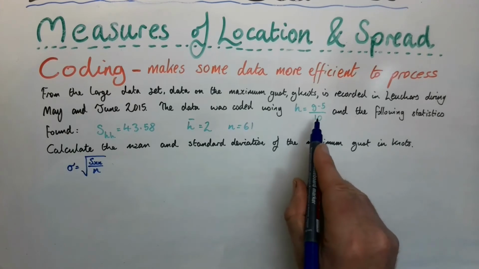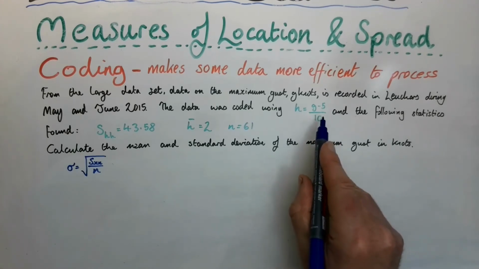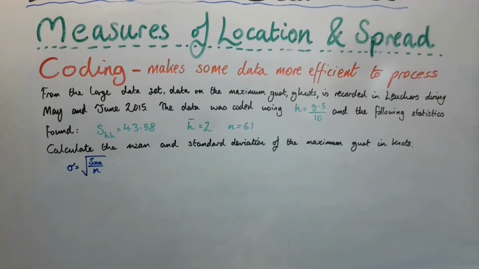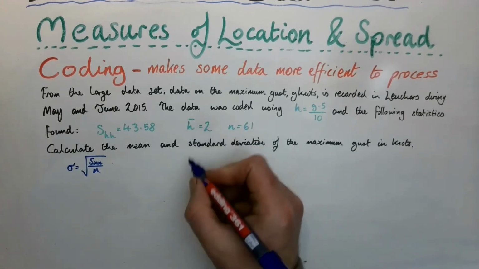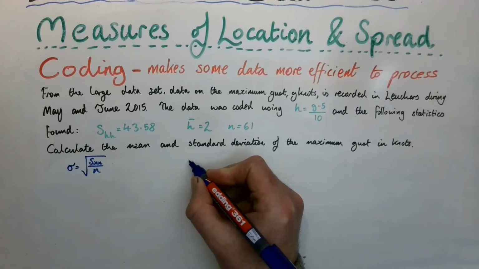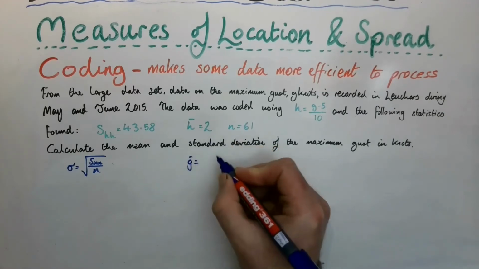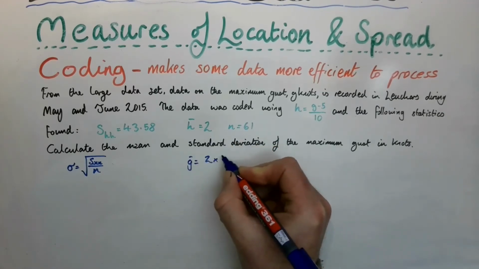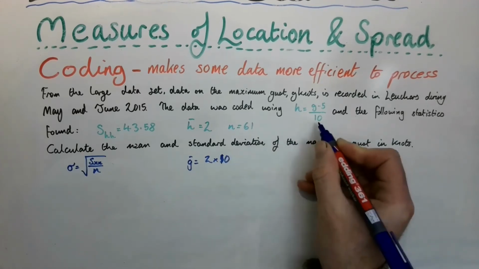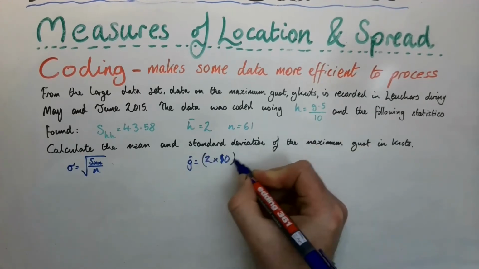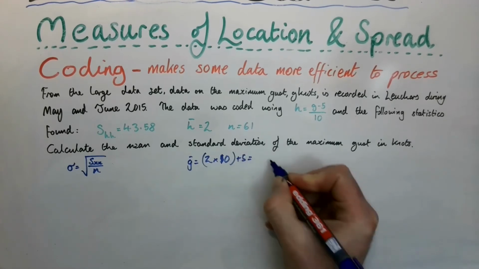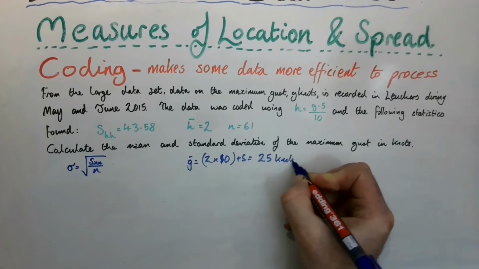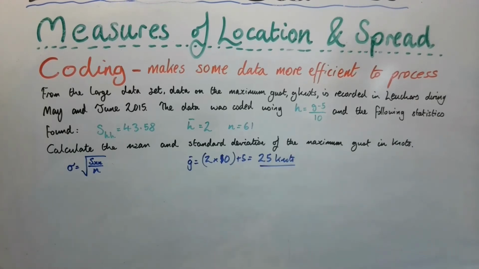So the mean, all the data has had 5 taken away from it and then divided by 10. So we need to do the same for our mean. So the mean h there is 2. So we want the mean of G, which is going to be 2 times 10 plus 5. So that's going to give us 25 knots. So that's the easy bit.